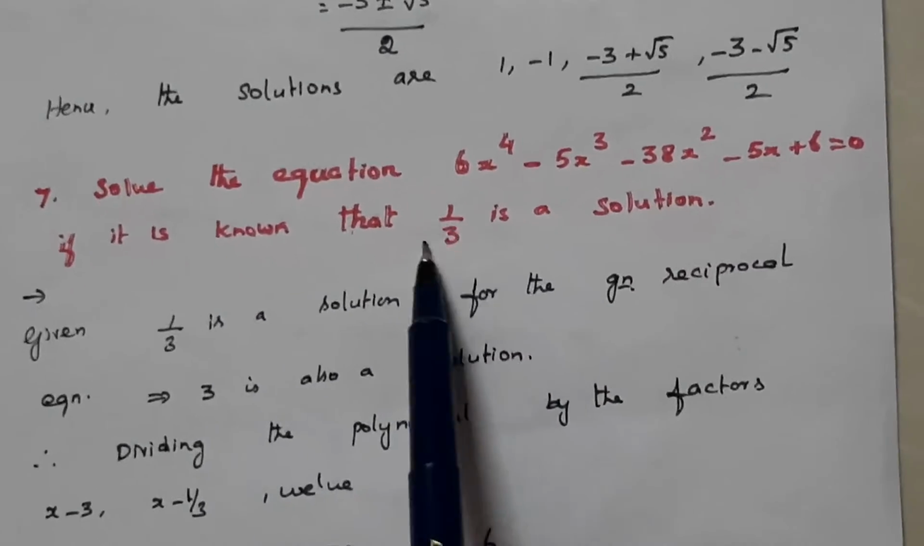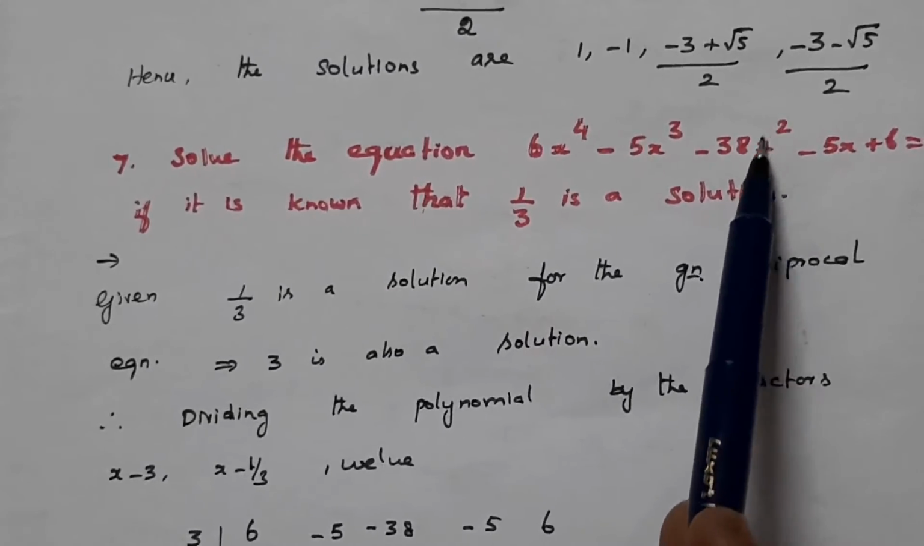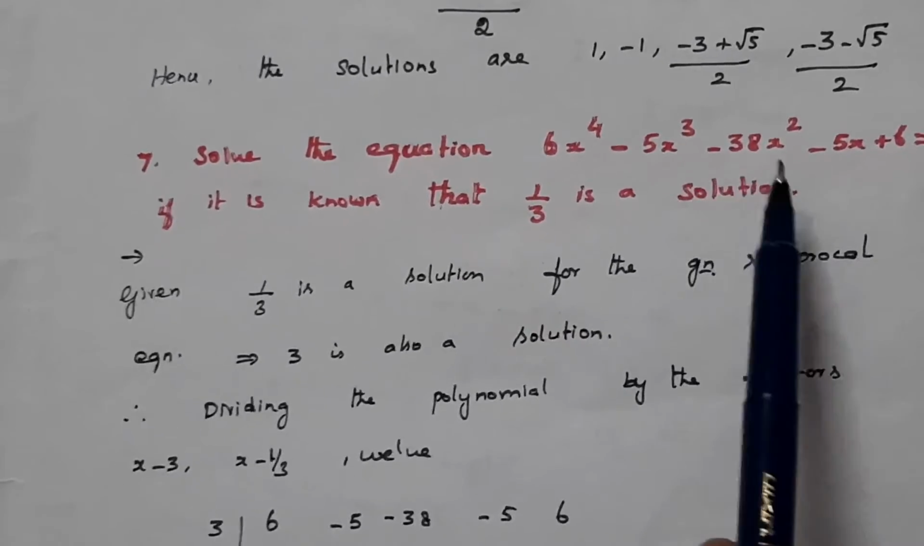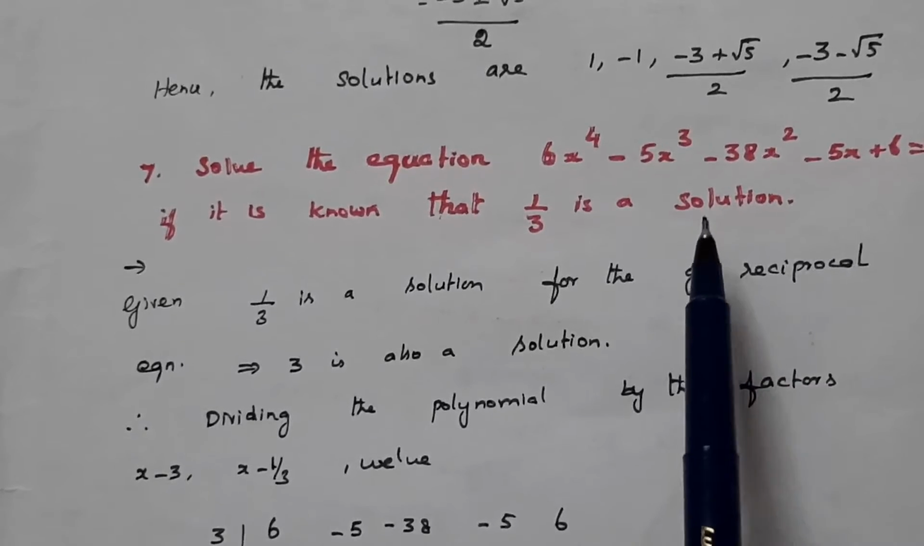If this condition is not given in the question, what we'll do is take the middle term x squared and divide the equation by x squared, and group the terms in such a way that taking x plus 1 by x as y, you reduce the equation in y.